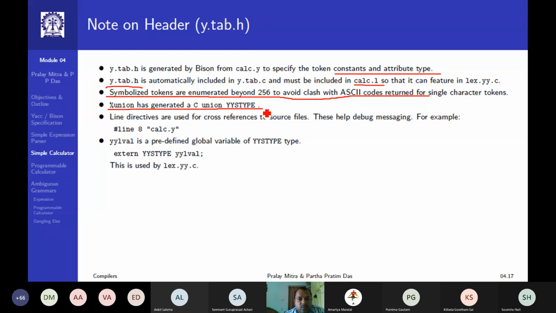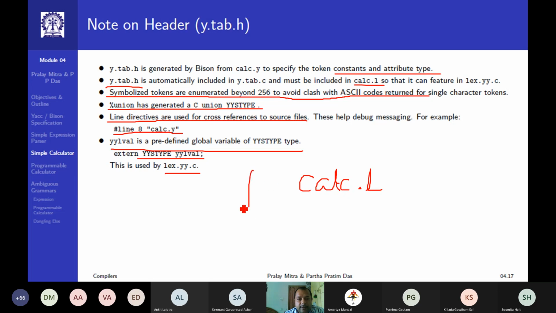Union has generated a C union, YYSTYPE. Line directives are used for cross-reference to source files. This helps debug messaging, which is mentioned in line 8. yylval is a predefined global variable of YYSTYPE type, extern YYSTYPE yylval. This is used by lex.yy.c. In case you forget, let me remind you that if you write, say, cal.l and compile with flex, then by default lex.yy.c is generated.